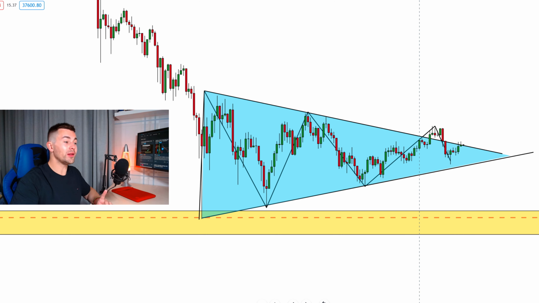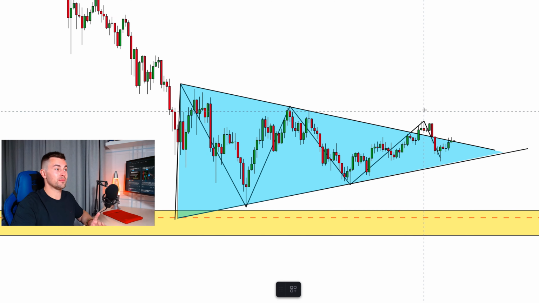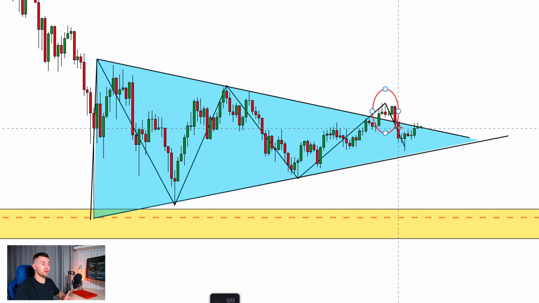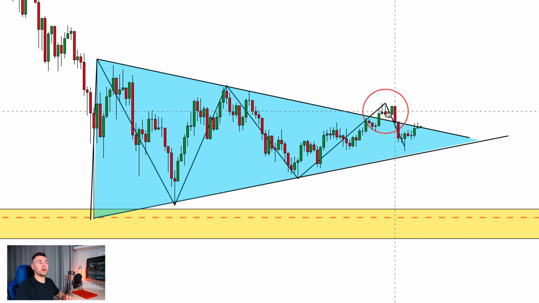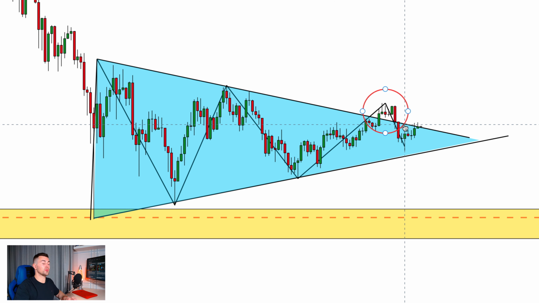And what happened recently here? Recently, the price broke the triangle to the upside. It was a confirmed breakout. The price was trading for quite a while above the resistance of the triangle, and though it returned back within its boundaries, definitely for us it is a very strong bullish signal.